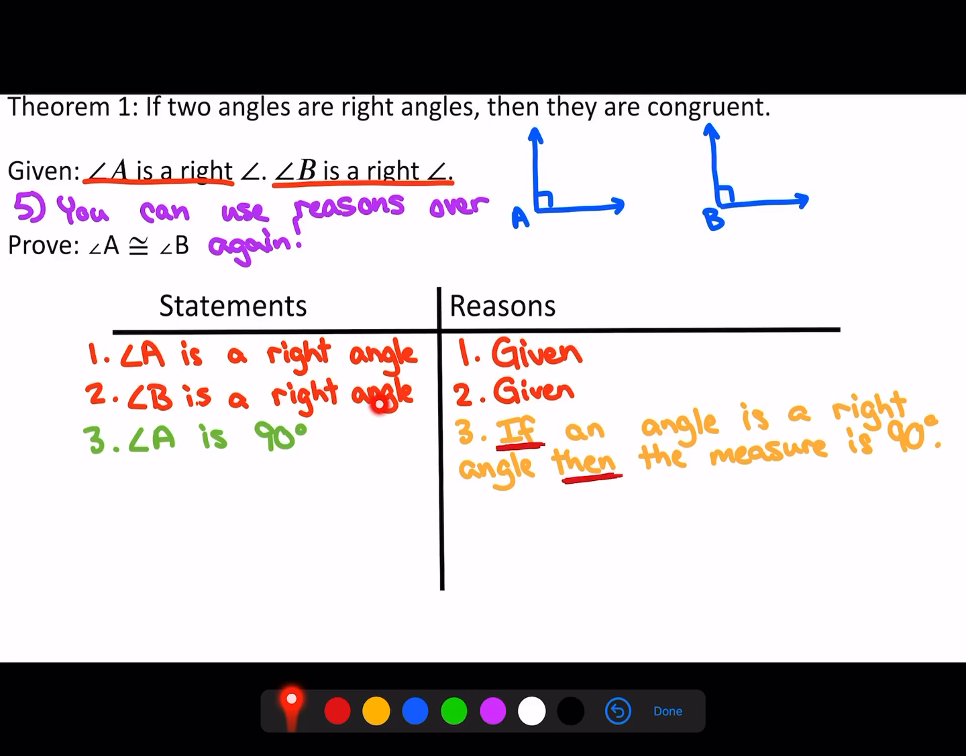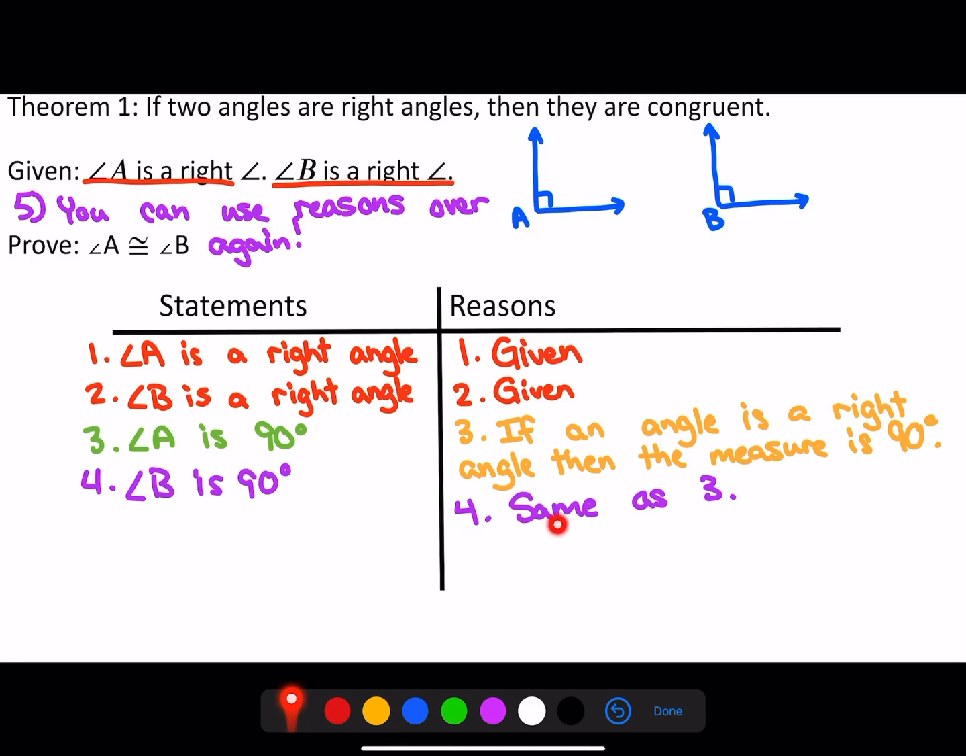Now, if that's true, could I use the same information for angle B? Absolutely. So for number 4, I can say angle B is 90 degrees. And my reasoning is the same exact thing as the one before it. So I can just put same as 3, or I can write out this whole thing once again. It's up to you on that point.